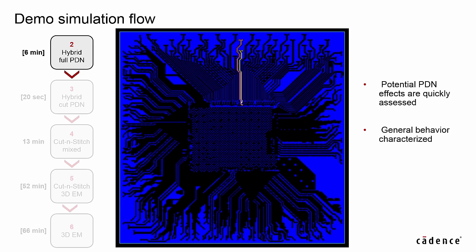Now, let's preview these simulation steps for the example design. We'll jump directly to step 2 with the full PDN and 2 diff pairs selected. Ports are set up and a 20 GHz bandwidth defined. The hybrid solver simulation completes in only 6 minutes. Again, this provides a baseline to judge results for the cut design.